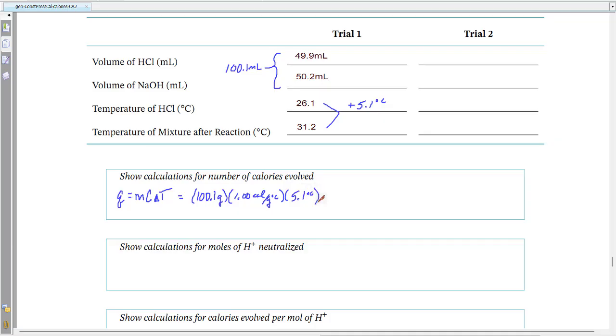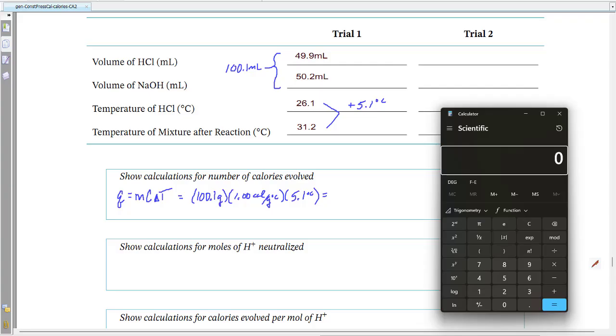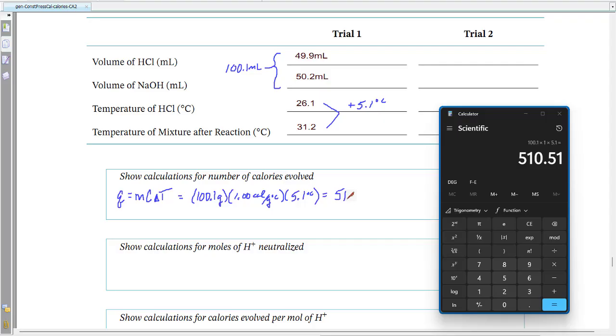5.1 degrees C. Okay, now when we do the math on this, I'm going to pull my calculator up here for a second. When we do the math on this, we're going to say 100.1 times 1, of course doesn't matter, times 5.1. We get 510.51. I'm not going to round this in my intermediate calculations because I'm not done yet, but my unit is calories.